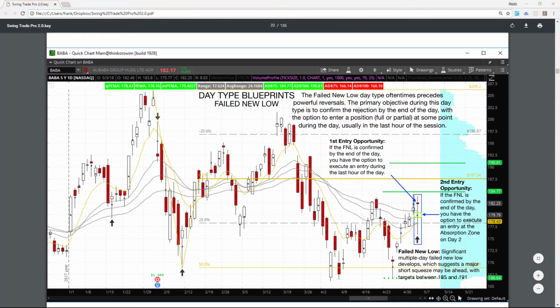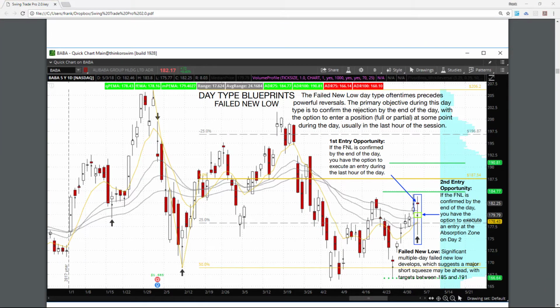Here's an example of Alibaba. So again, a failed new low day type oftentimes precedes powerful reversals. The primary objective during this day type is to confirm the rejection by the end of the day, very similar to the rejection day blueprint. And then you also have the option to enter a position, full or partial, at some point during the day, usually in the last hour of the session. So here's a fantastic failed new low.